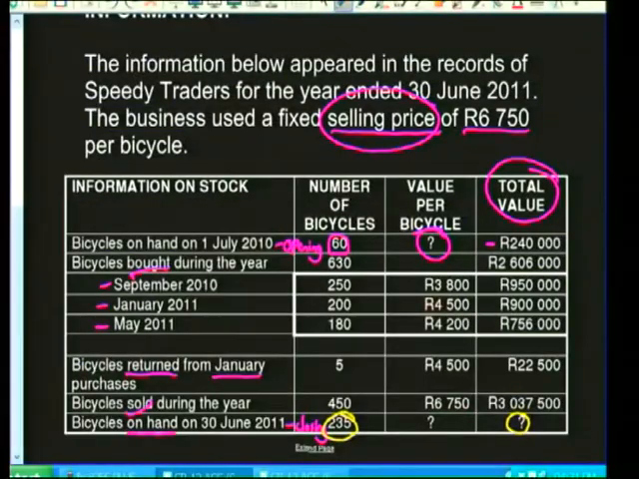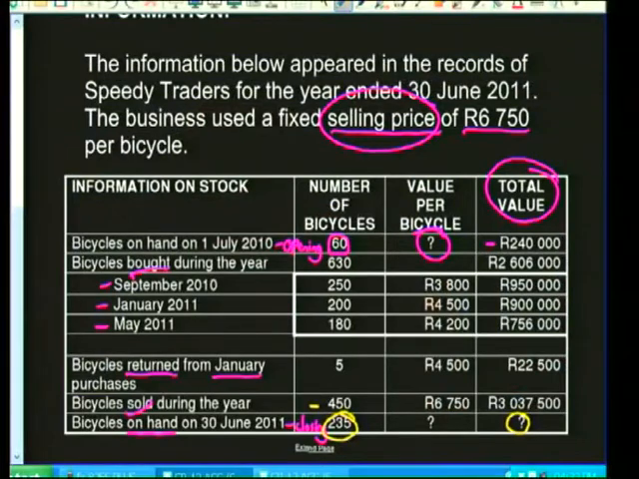Can you see that in this question we have sold 450 bicycles? There's the number there. 450 bicycles were sold. But at the end of the year, we have 235 bicycles left. What that actually means is that those 235 bicycles that we have left at the end of the year are the last bicycles that we purchased. Because using the FIFO method, the first bicycles that came in would be the first bicycles that were sold. That is why it is FIFO, first in, first out.